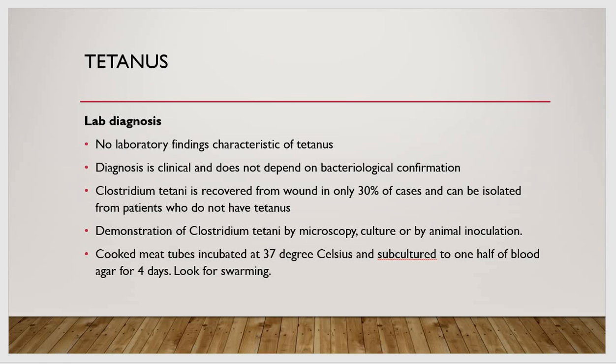Cooked meat tubes incubated at 37 degrees Celsius and subcultured to half of blood agar for 4 days. After this, swarming is seen. I've told you it floats. Swarming means it forms a layer. It floats on the agar.